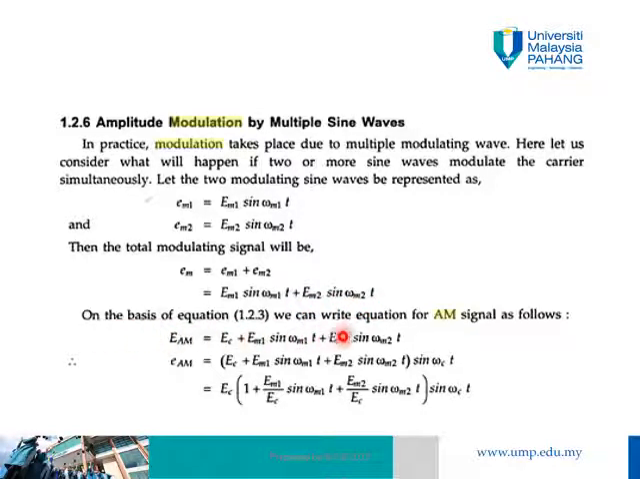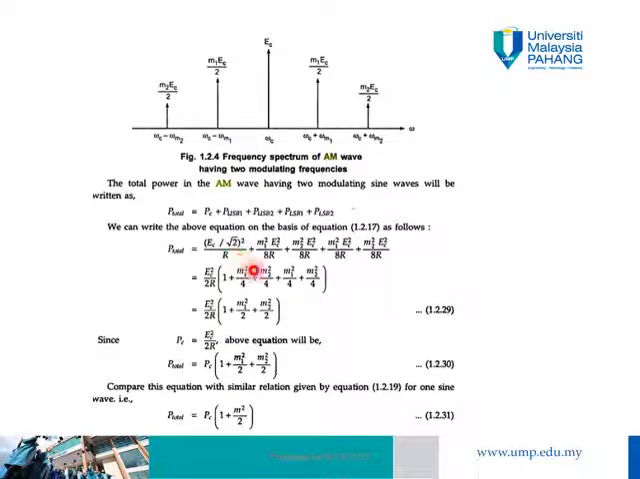Solving this equation, we have EC bracket 1 plus EM1 over EC sine omega m1 t plus EM2 over EC sine omega m2 t bracket sine omega c t. So now we have this amplitude having a combination of sine wave 1 and sine wave 2. Resulting from that, we will have this frequency spectrum where we have two lower side frequencies and two upper side frequencies.